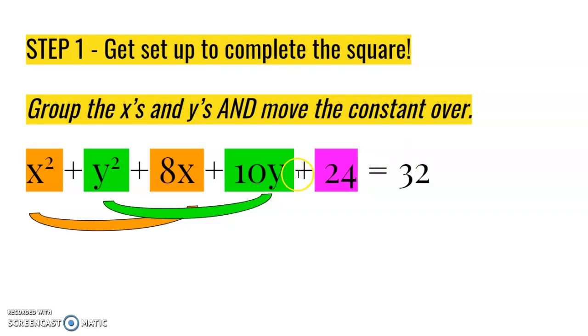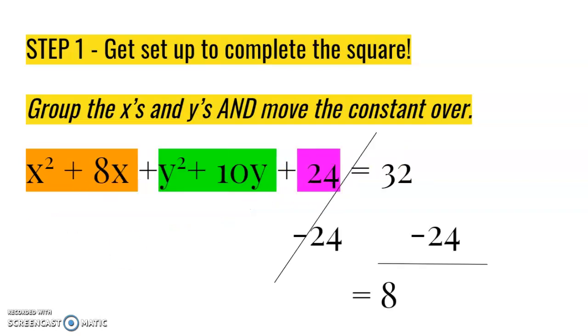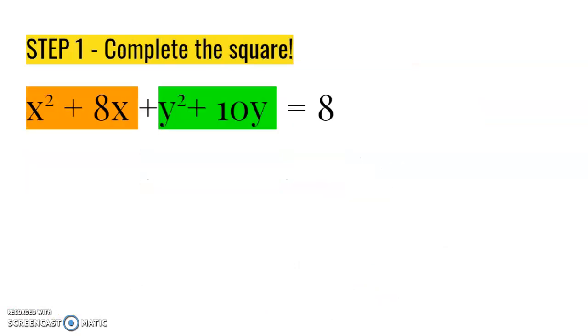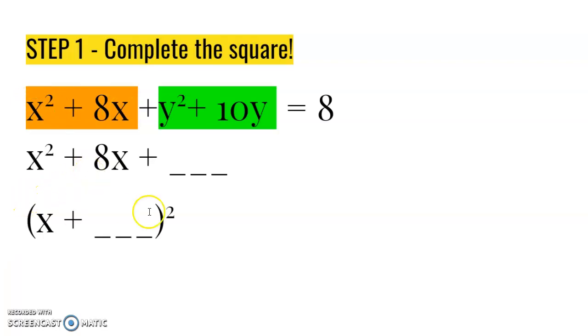How do I move plus 24 over? Subtracting 24 from both sides. That cancels out this 24 and I am left with 8 on this side. So now I have the equation x squared plus 8x plus y squared plus 10y equals 8. Now I need to complete the square. Let's do x squared plus 8x first.